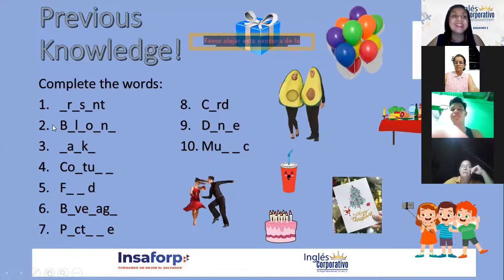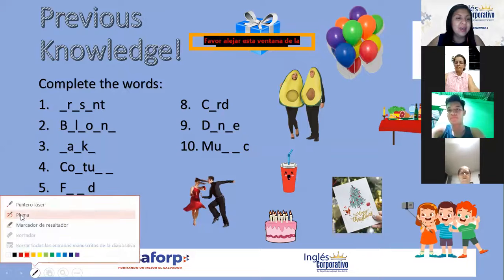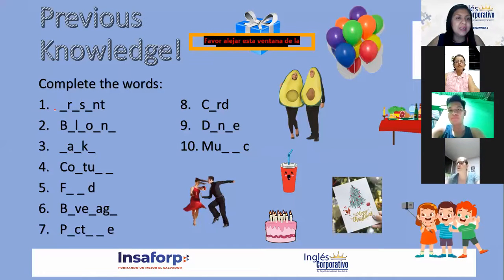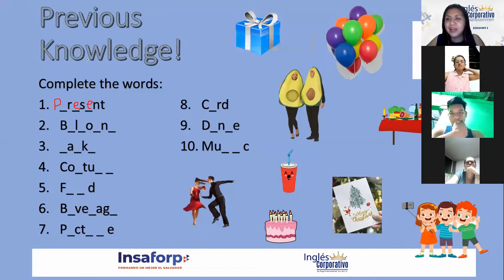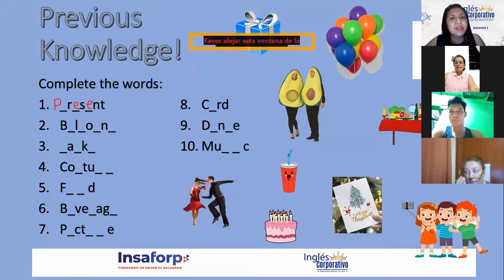Present. Exactly. Present. So the first one is present. Very good. So we have a P, then we have the R, then E, exactly, and then another E, present, okay? And this is the present, you can see it here. Okay, you can use the tool of the pencil on the screen and you can match present with the image like this.